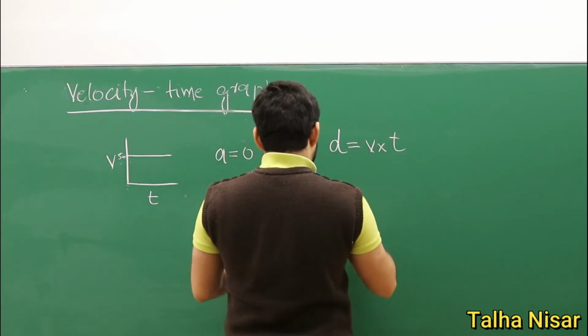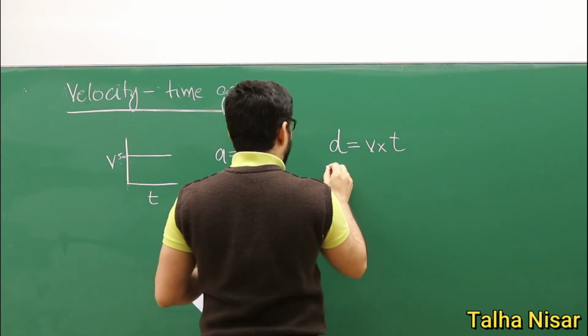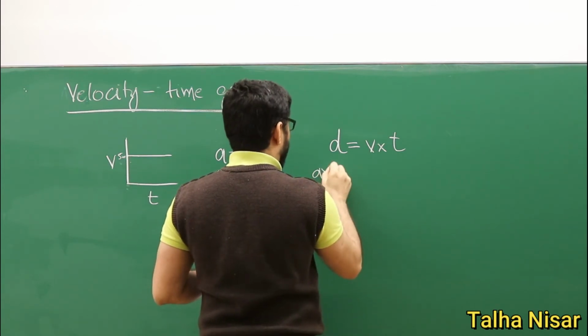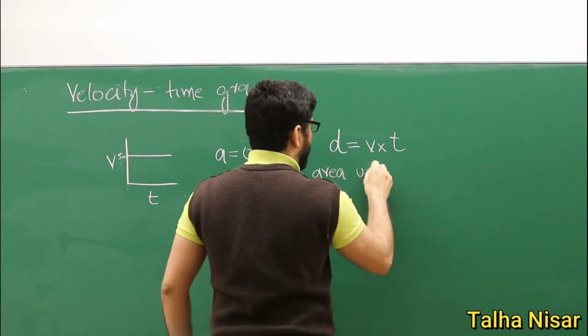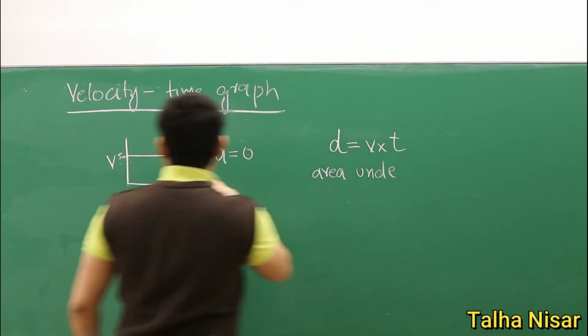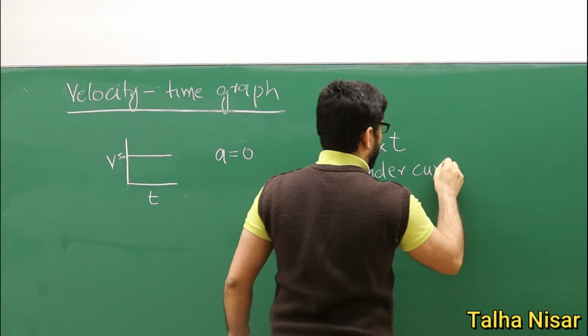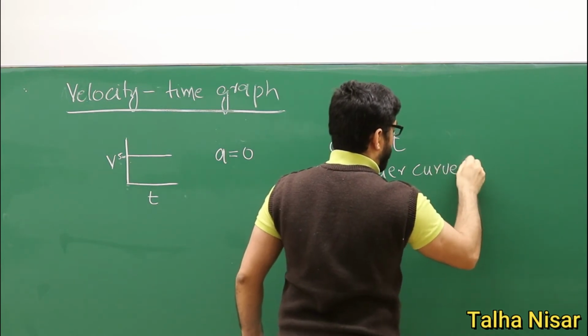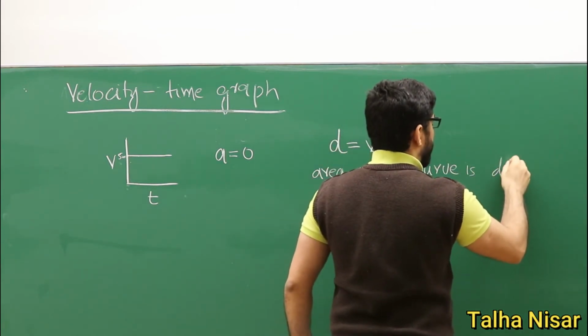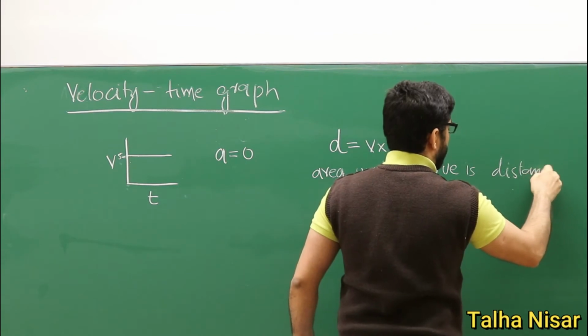So this is the area under the curve. So the area under this curve here is the distance that's covered by this object.